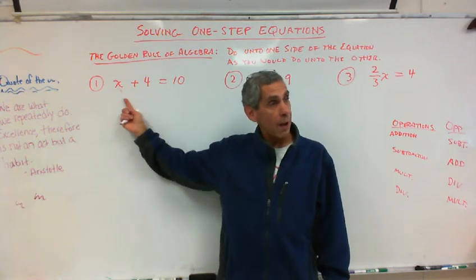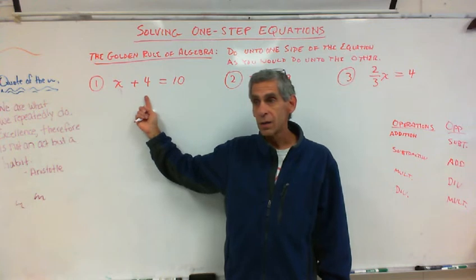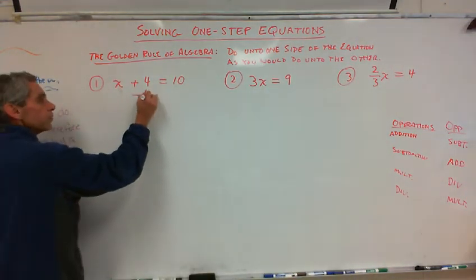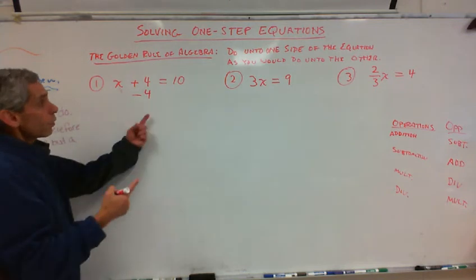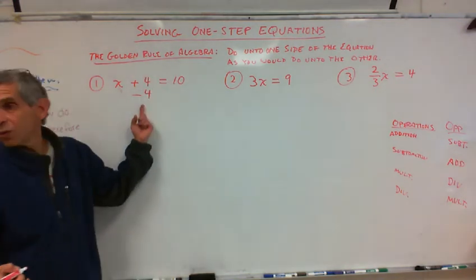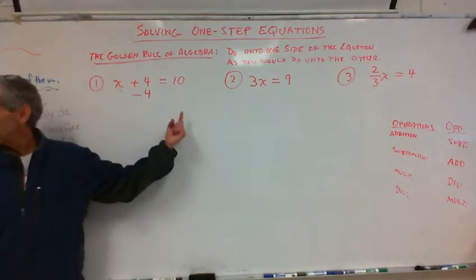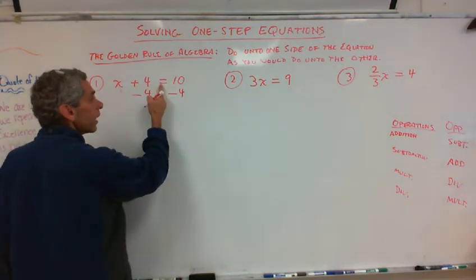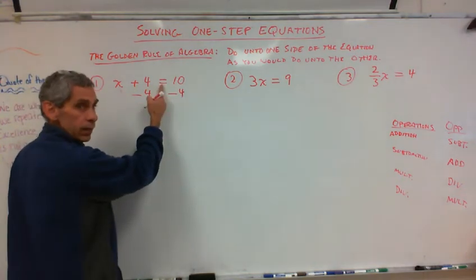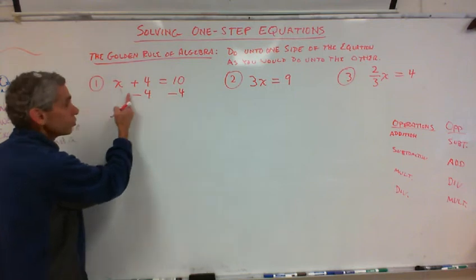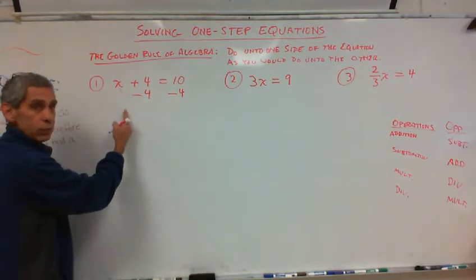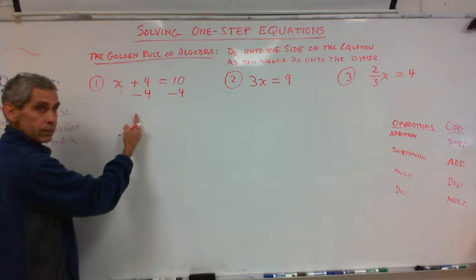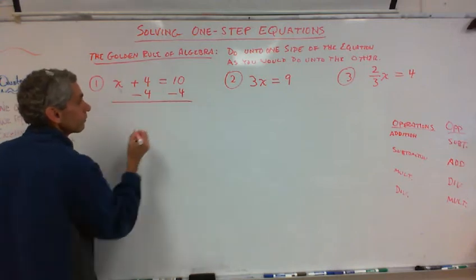So what would be the opposite of adding 4? Subtracting 4. So I'm going to put a minus 4 right underneath the plus 4. But whatever I do to one side of the equation, I have to do to the other. So I'm going to put a minus 4 under the other side of the equal sign. Does that make sense? Don't do them both on the same side of the equal sign.